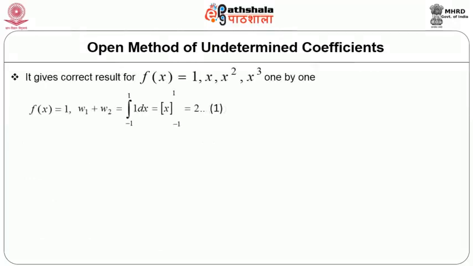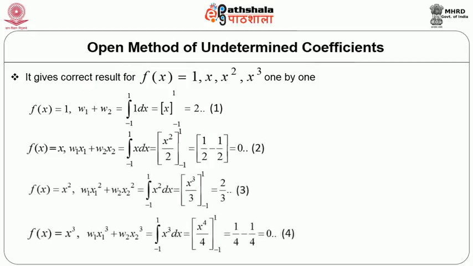So this should give the correct result when f(x) is 1, when f(x) is x, when f(x) is x square and when f(x) is equal to x cube. So in this equation we substitute one by one these values of the function and derive the equations which need to be solved to enable us to get the values of x1, x2 and w1 and w2. So we substitute f(x) equal to 1 first. If you put f(x) equal to 1, the right side is w1 plus w2, since f is 1, equal to the integral from minus 1 to 1 of dx. The integral of 1 is x, limits are minus 1 to 1. So 1 minus minus 1, the value of the integral is 2.